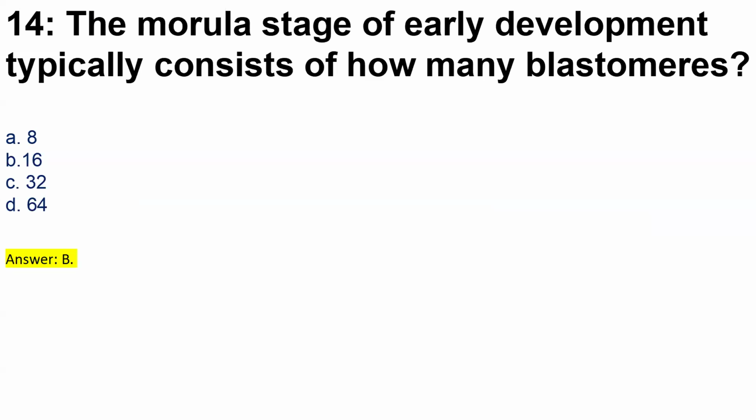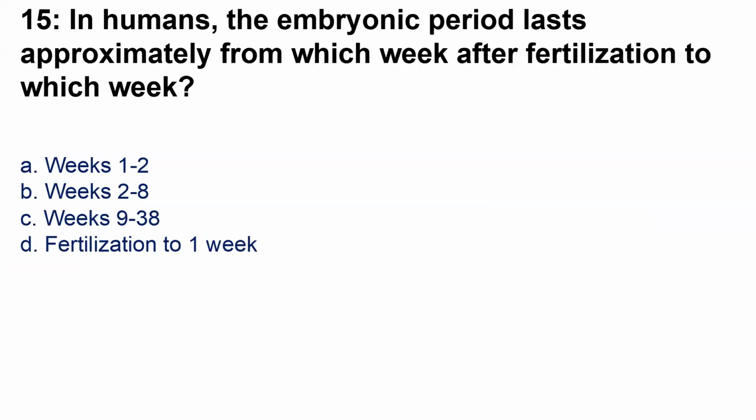Question 15. In humans, the embryonic period lasts approximately from which week after fertilization to which week? A. Weeks 1 to 2, B. Weeks 2 to 8, C. Weeks 9 to 38, D. Fertilization to 1 week. The answer is B. 2 to 8 weeks.